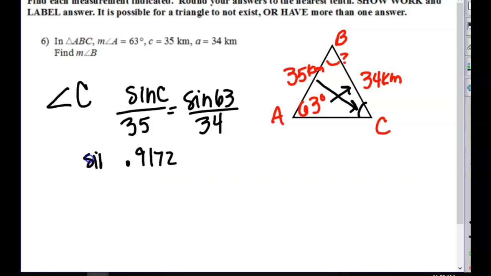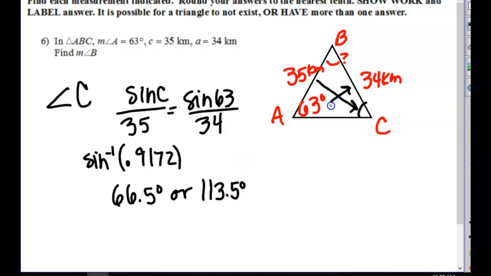0.9172, and I'm supposed to second sine that, or inverse sine. I got 66.5, or 180 minus that is 113.5. Okay, can we eliminate either of those? We're talking about C now. Should be greater than 63 degrees. Does 113 and 63 make more than 180? No. So C could be either of those, but is C what we were even trying to find?